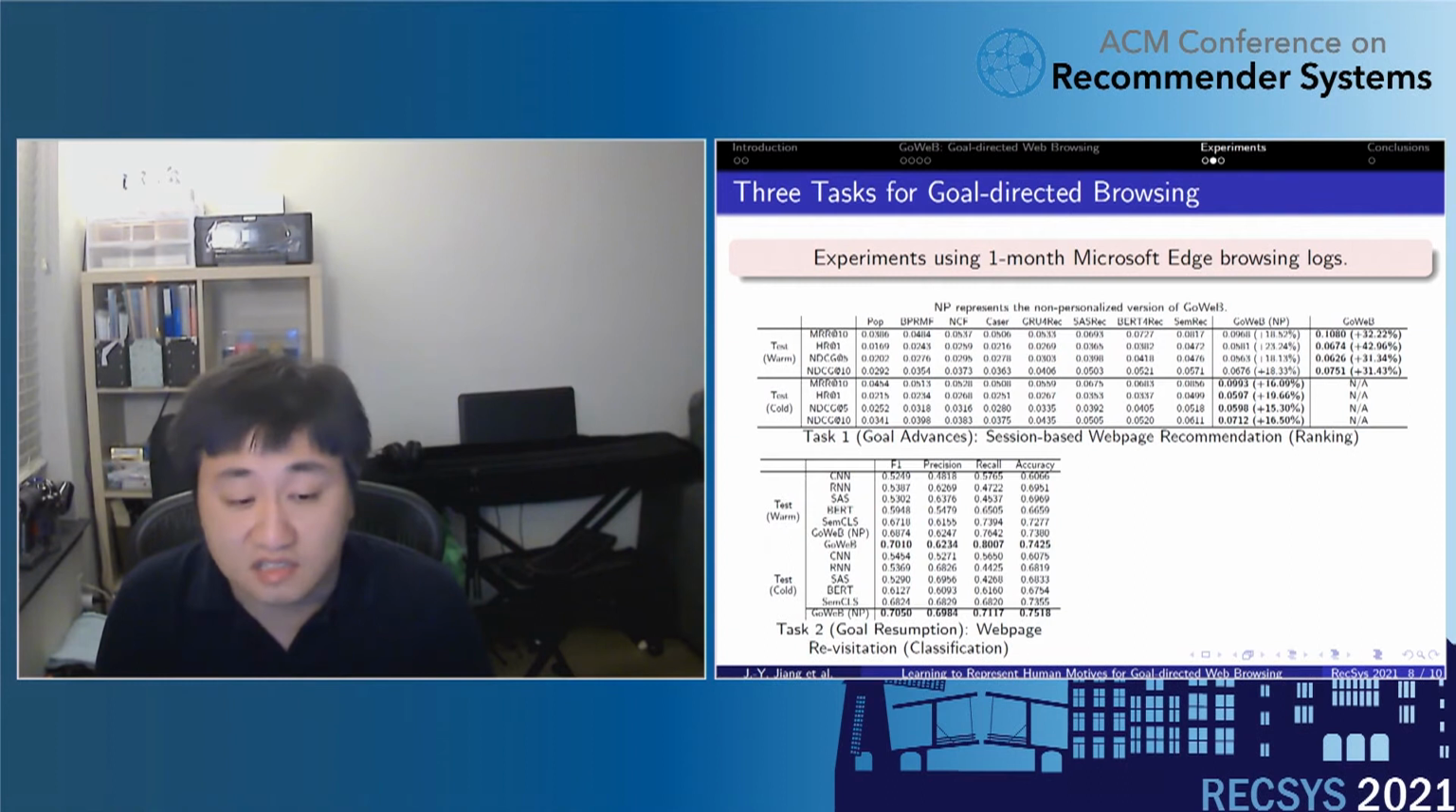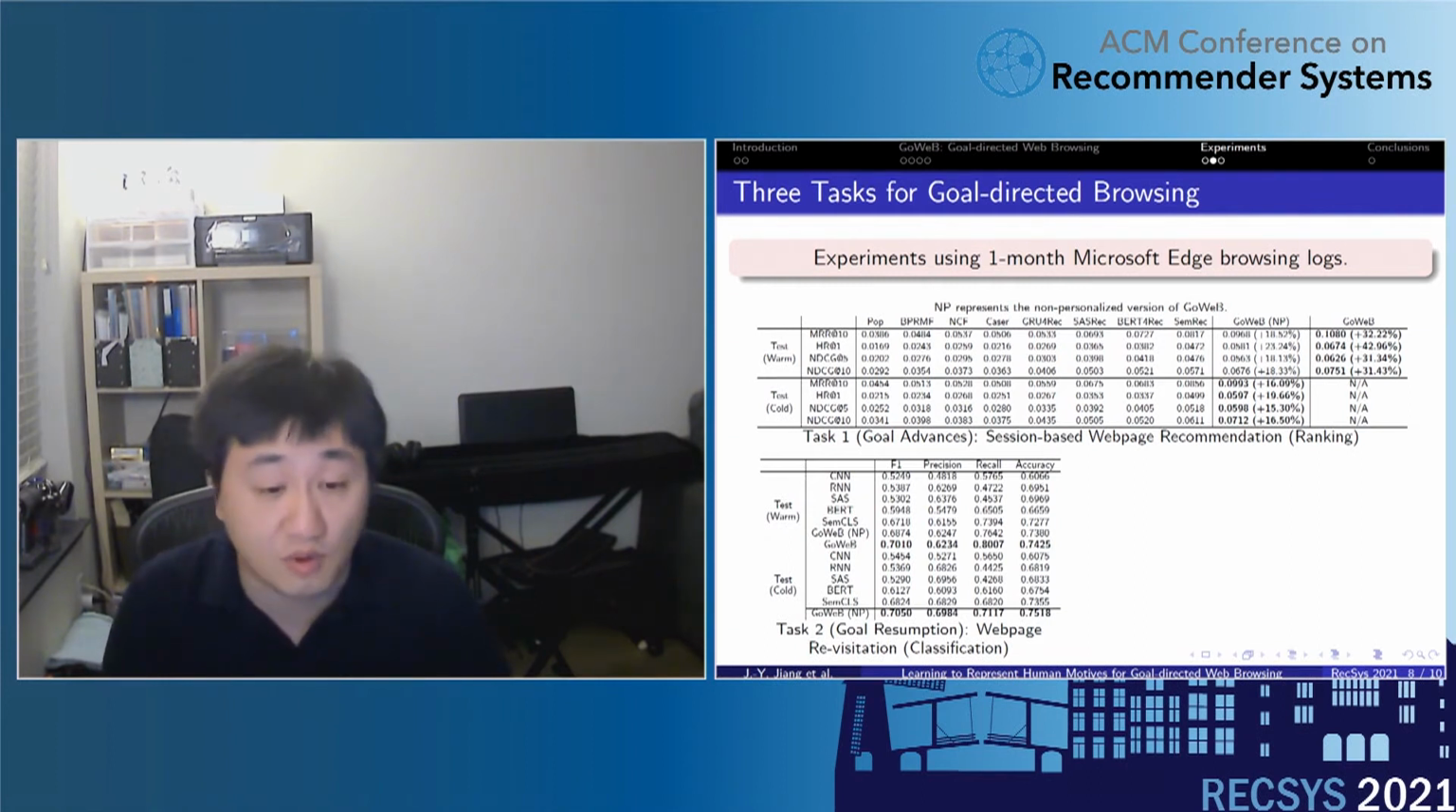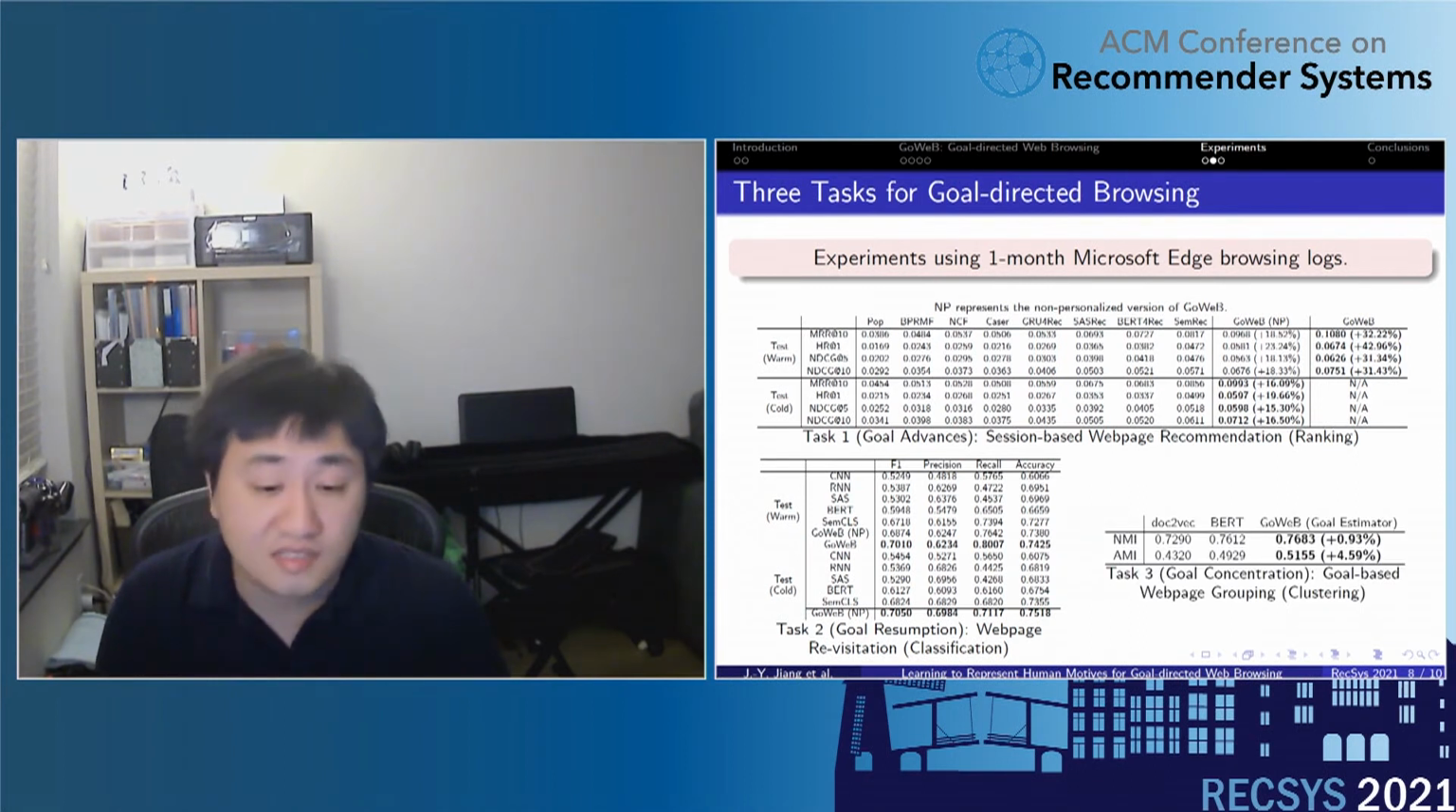And the second task is the classification task to classify if the user will revisit the web pages in a future session. Then still we can see our model outperforms all of the baseline methods. And the last task is Go clustering. So we group the web pages based on the Go representations and evaluate with the internal labels. We can see our embedding generated by the Go estimator can outperform some conventional text encoders.